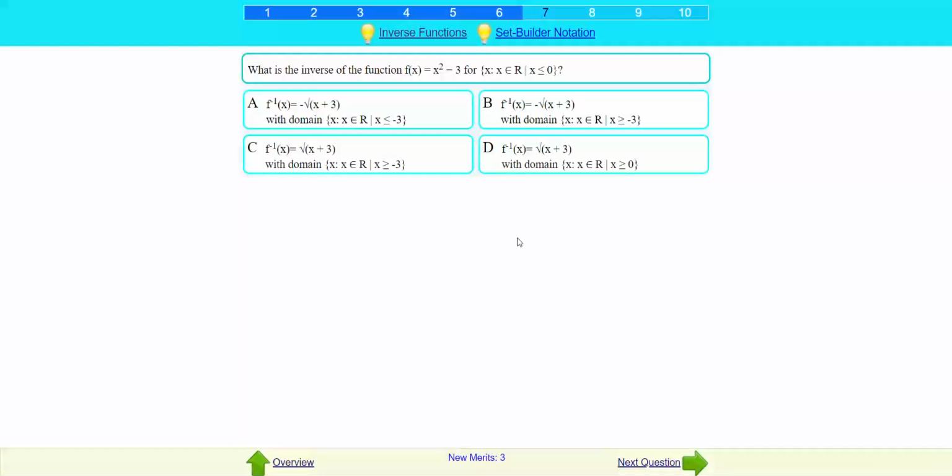Next question. What is the inverse of the function y equals x squared minus 3 for x less than or equal to 0? So this is the domain for real numbers. We've limited to negative numbers only. So let's go ahead and solve for this. Now y plus 3 equals x squared. So the square root of y plus 3 equals x.